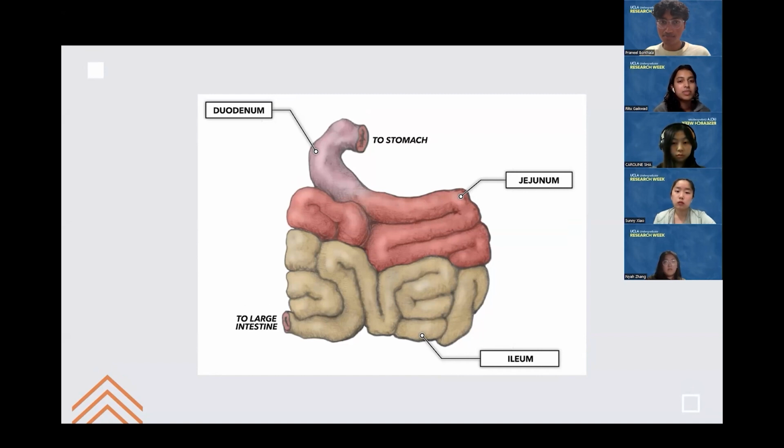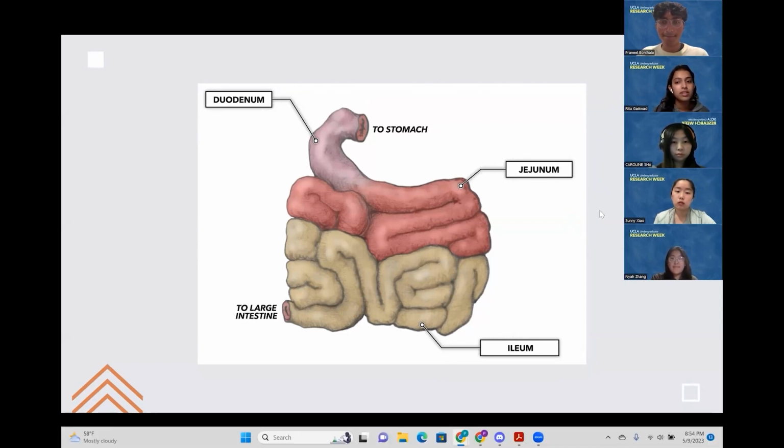First and foremost, I'll go through a quick diagram of the anatomy. On the very top of the slide, we have the stomach, which is not pictured here. Then we have the three parts of the small intestine: the duodenum, which is the first part, the jejunum, which you see as the second part, and the third part, which is the ileum, and then that leads to the large intestine. The slides that we measured and looked at were the parts of the small intestine as well as the colon.